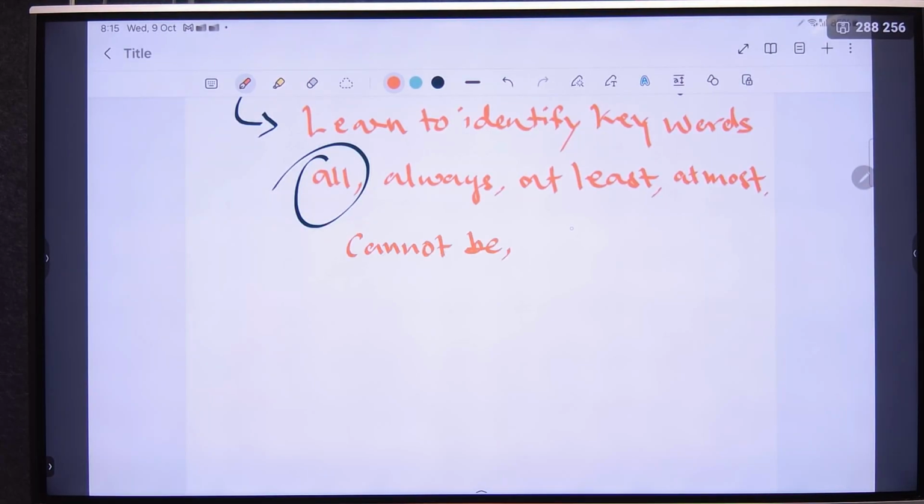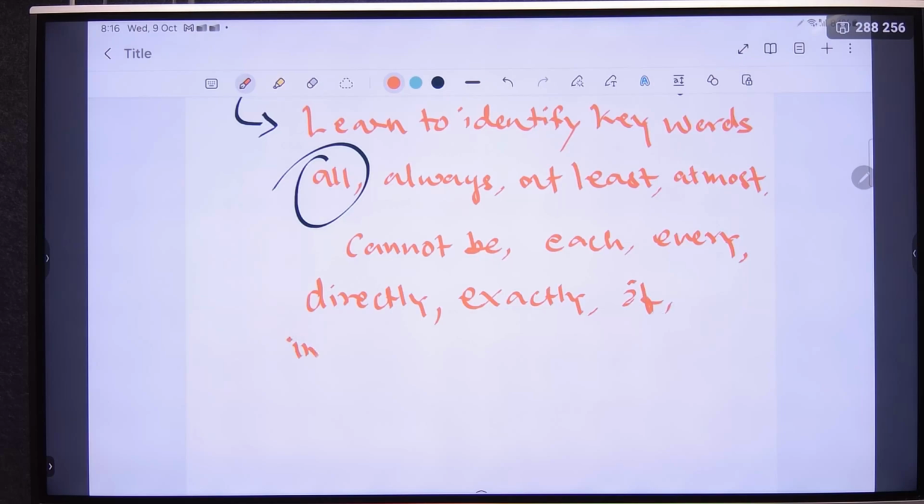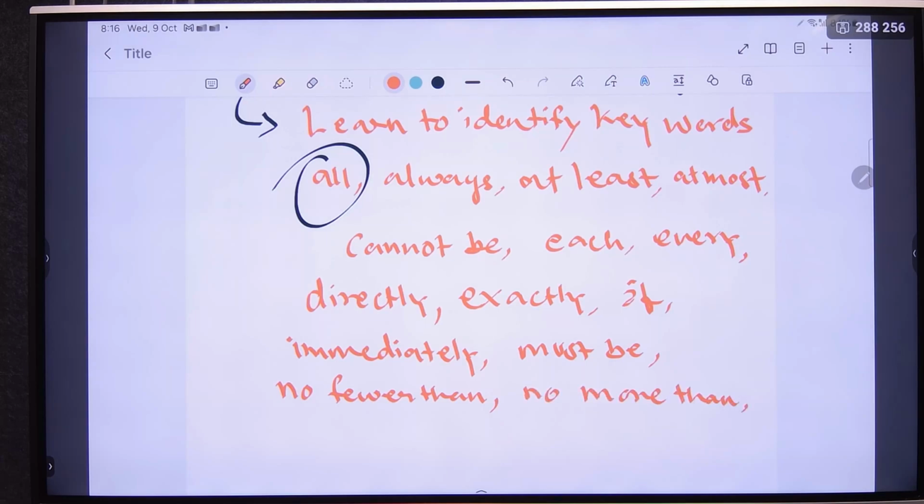cannot be, each and every student. For example, we can say "every student studying in so and so college is intelligent," we are assuming, directly, exactly. There are a number of such words, but since these are keywords, we need to go to each one of them and see them. Must be, no fewer than, and no more than. The list still is not complete.